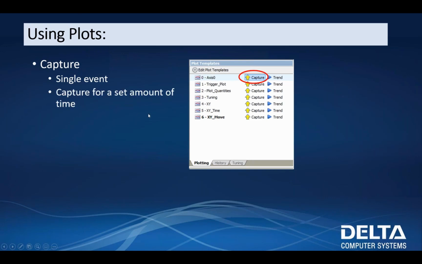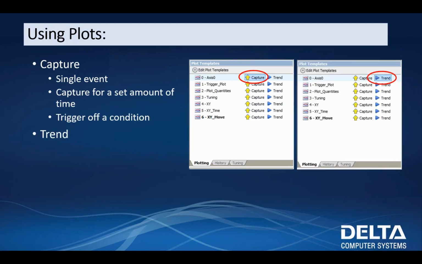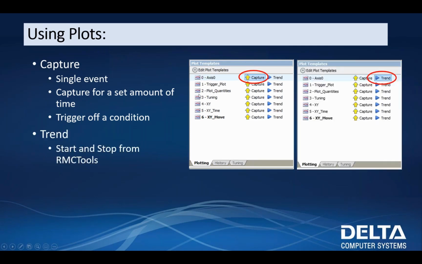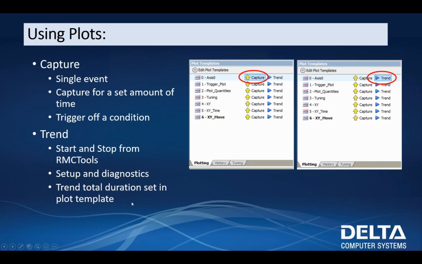We set this up from a template, and we're triggered off a certain condition. The default for these captures is that we'll be grabbing a plot whenever there's a new motion command sent. But we can change this and we can do manual captures, and there's a few reasons why that would be useful. We also have the trend button, and that's what we've been using here through the webinar. We can start and stop this from RMCTools, and this is generally going to be used for setup and diagnostics. Trend total duration is set in the plot template as well for this item.